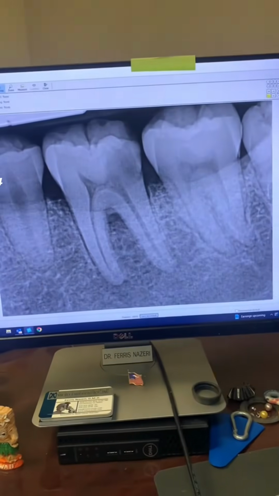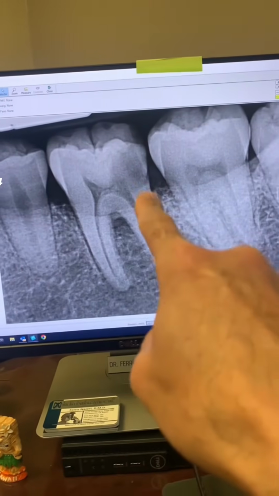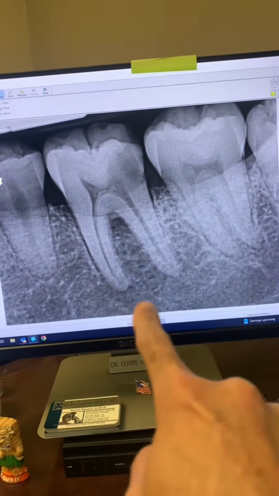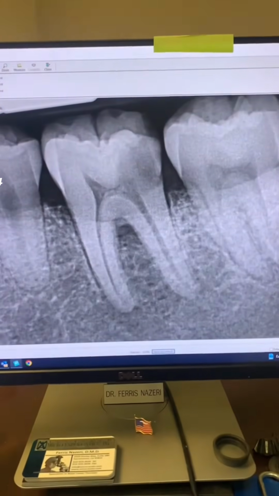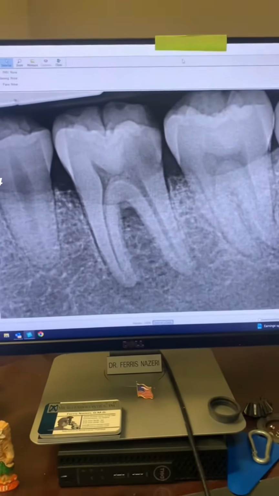This patient was referred to me for endodontic treatment of tooth number 19. You can see large decay into the pulp, and you can see a periapical lucency here. All right. Looks like some furcation involvement as well.